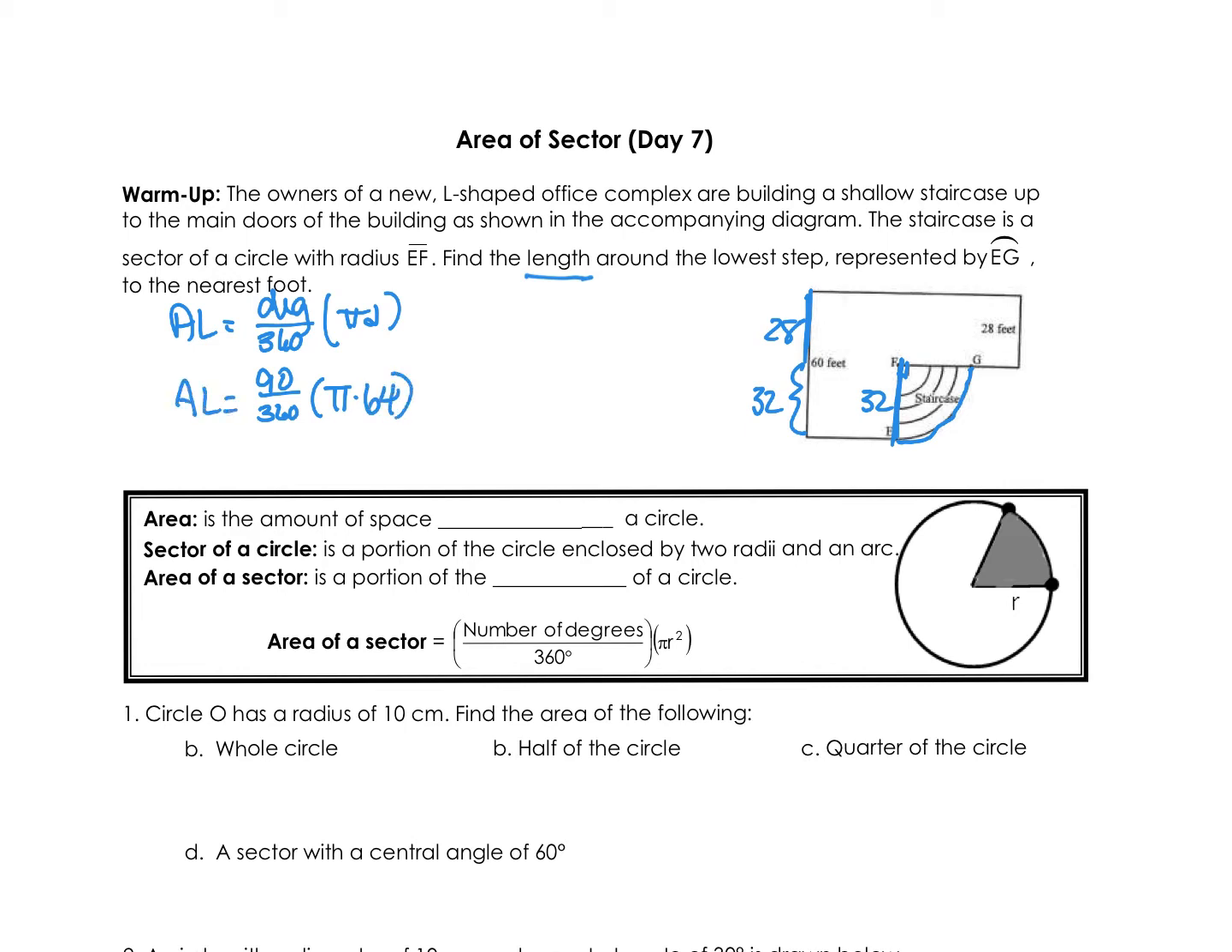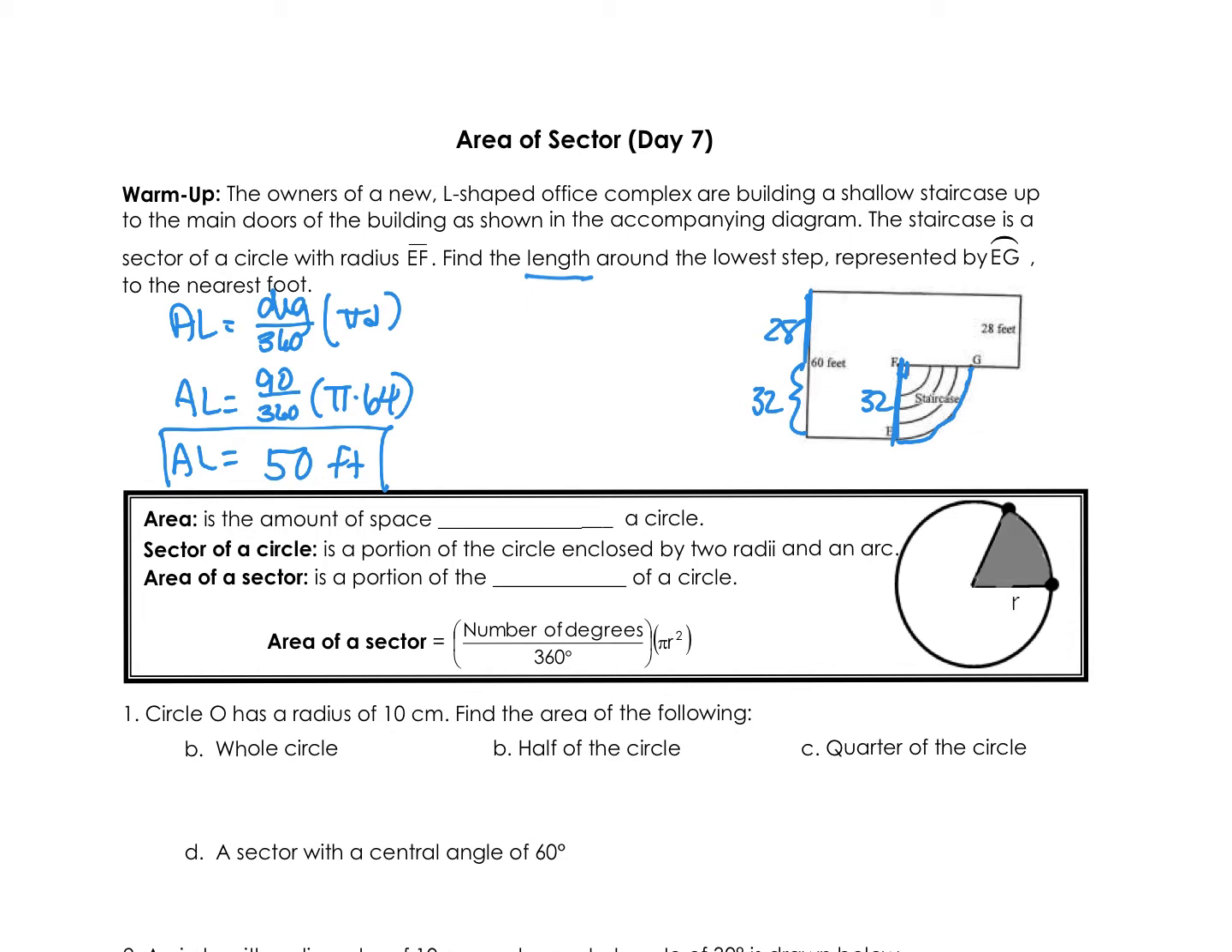So we're going to be rounding to the nearest foot. So let's type all of this in our calculator. 90 over 360 times pi times 64. Enter and round. And it will be 50 feet. And that's a reasonable answer for the length of the staircase.